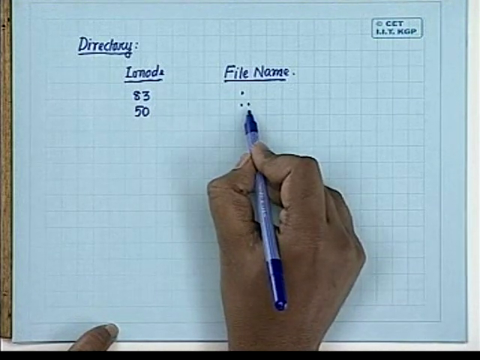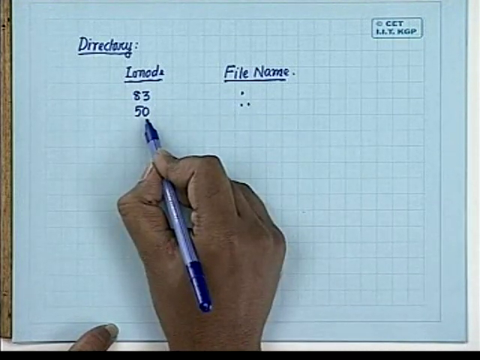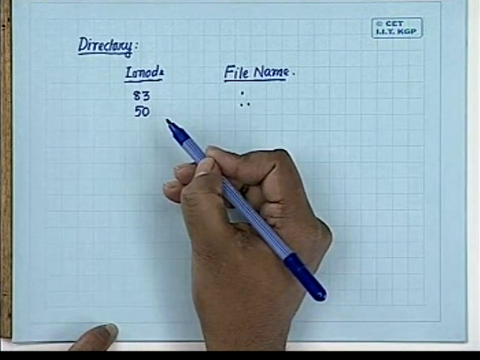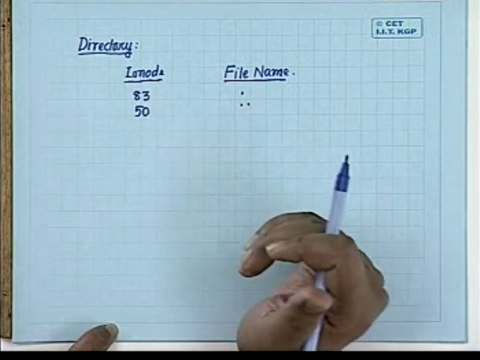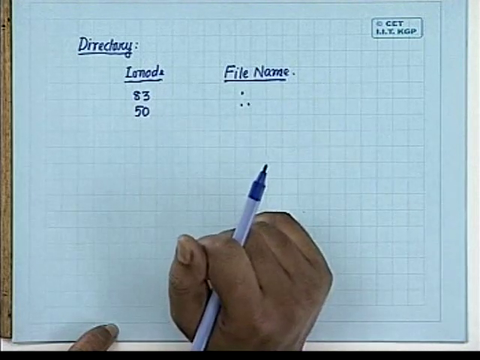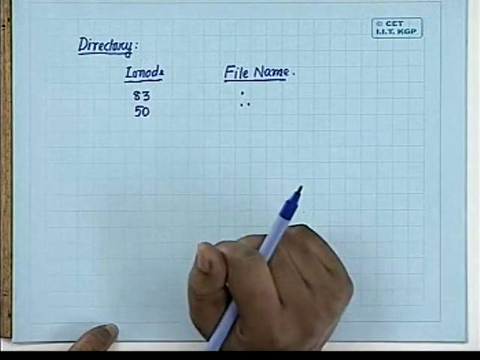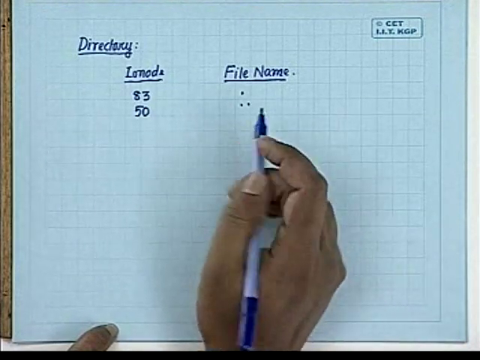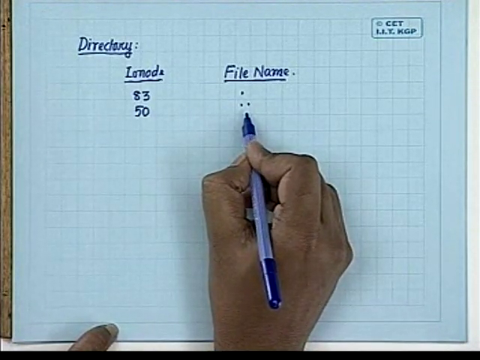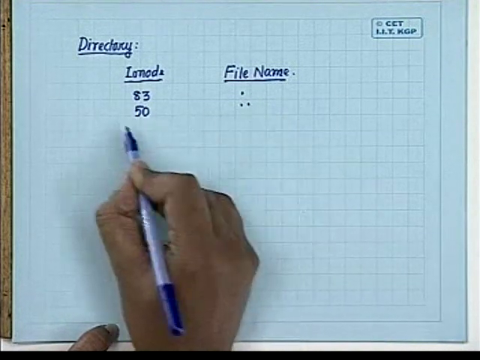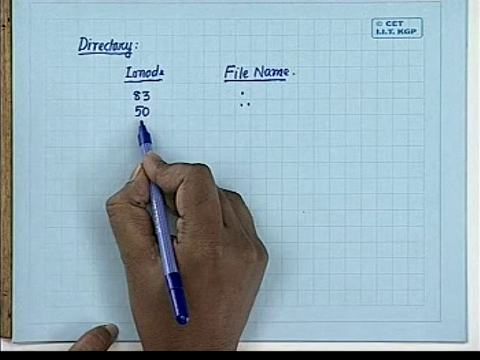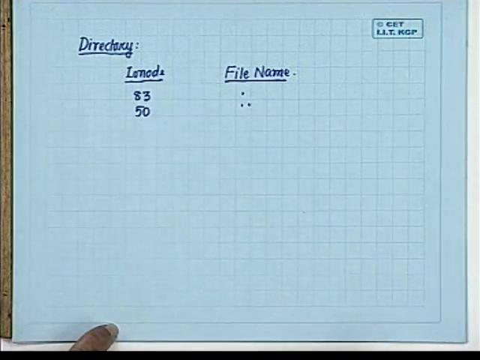And dot dot indicates the inode number of its parent directory. You must have seen that whenever you want to go from any directory to its parent directory, you give cd dot dot. Following cd dot dot, you just go to the parent directory. So this dot dot indicates the entry corresponding to the parent directory, and this is the inode number of the parent directory. And there will be other such entries.